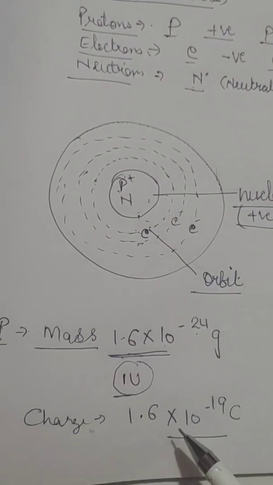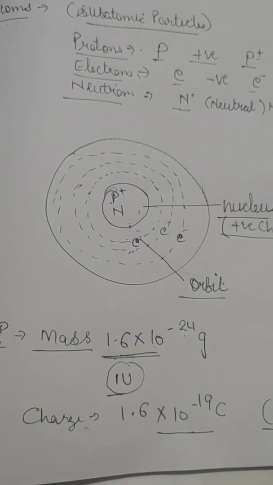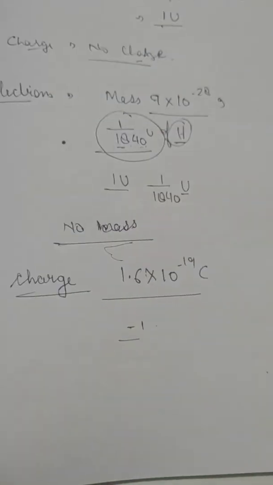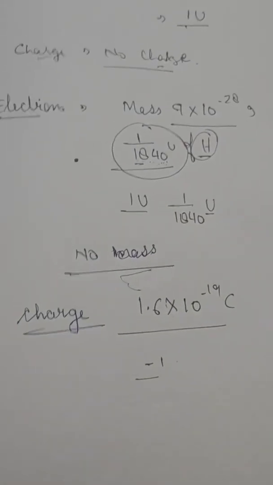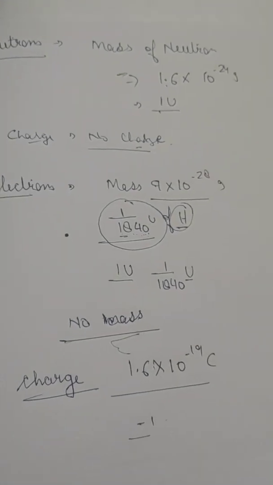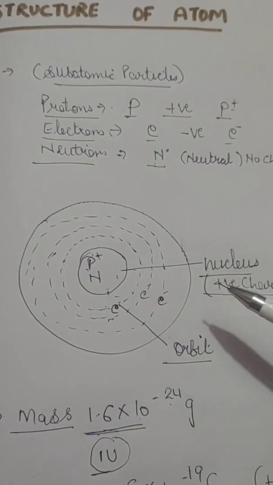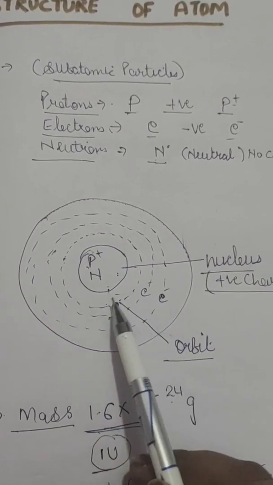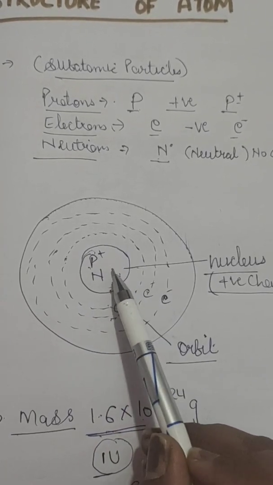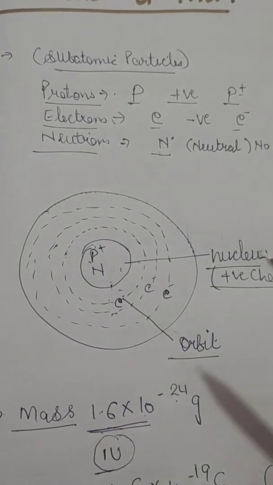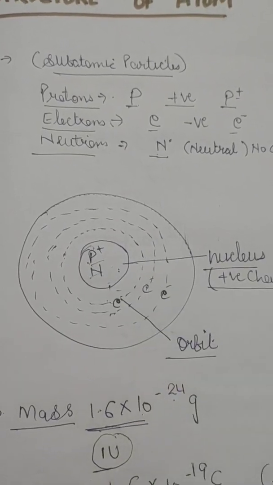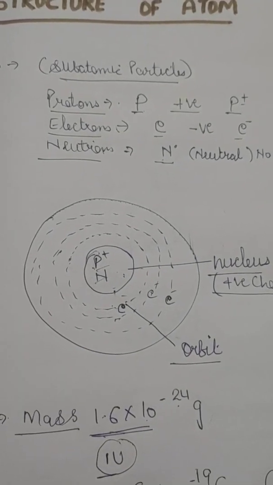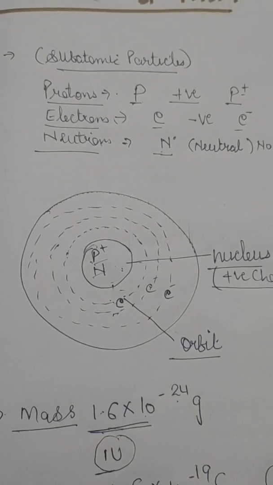The proton has charge and the proton has mass. The electron has charge but doesn't have any mass. The neutron has mass but doesn't have any charge. That is why in the structure of an atom, all the mass of the atom is in the center. That means the mass of the proton and neutron is the mass of the atom, which we call the atomic mass.